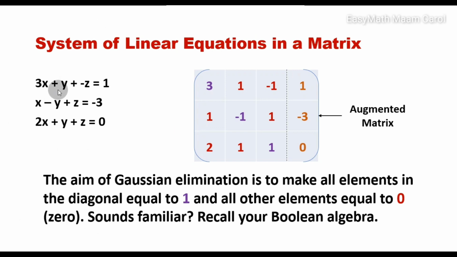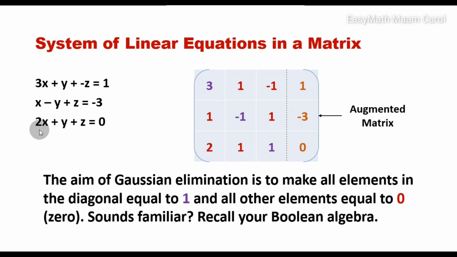So, 3x plus y minus z, coefficient 3, coefficient 1, coefficient negative 1, and the constant 1 is placed in the first row of the matrix. So, ayan yan. So, 3, 1, negative 1, at 1. So, this one corresponds to the first equation. Now, ito naman, the coefficient is 1. This one is negative 1, 1, and negative 3. So, it's placed on the second row. So, this row corresponds to the second equation.